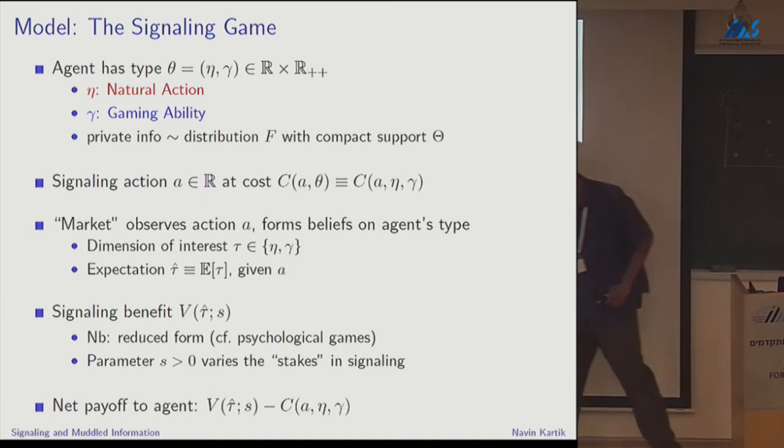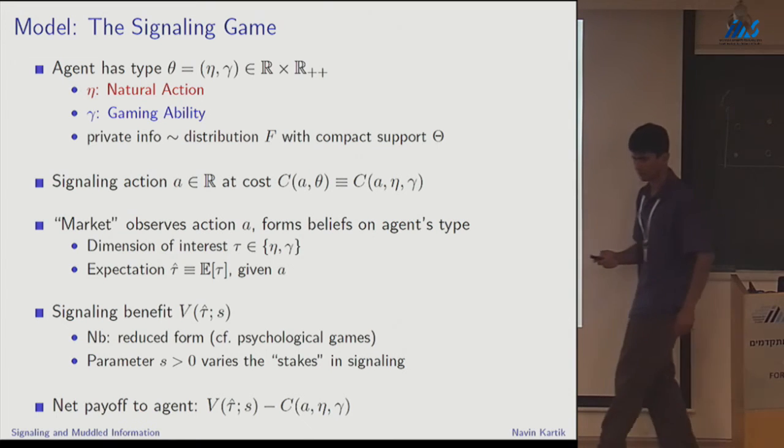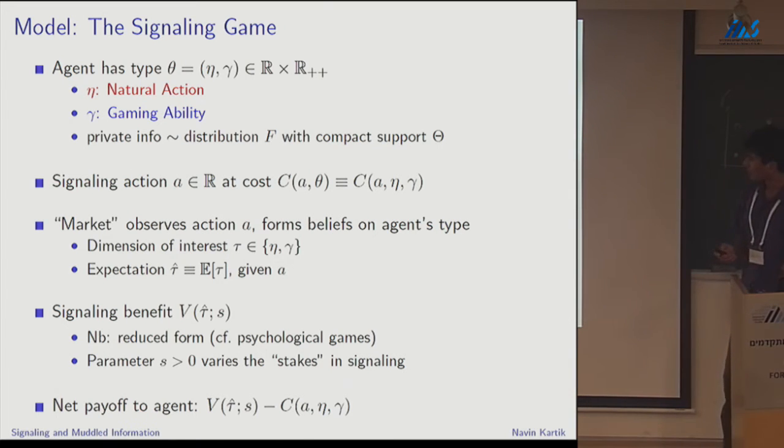The net payoff for the agent is going to be the signaling benefit less the signaling cost. In order to do anything with this, one needs to make assumptions about what the signaling benefit looks like. One needs to put some structure on it, beyond the fact that it just depends upon the expectation, and also something about the costs. So that's what we're going to do next.